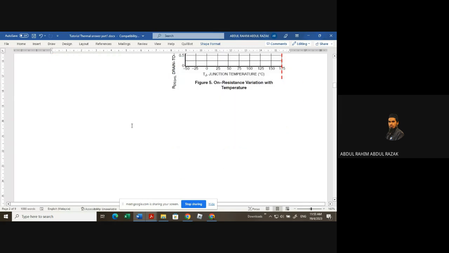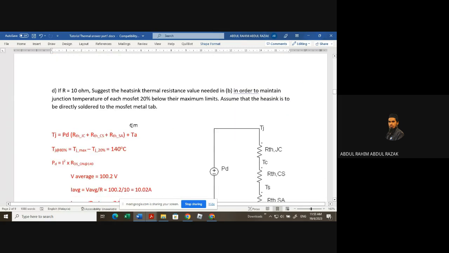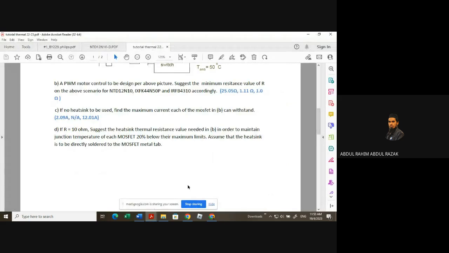If TJ is 175, this is our normalized factor, 2.6. Sorry, not PD, this is your normalized factor, 2.6. Okay, next. Any questions? Without heat sink?